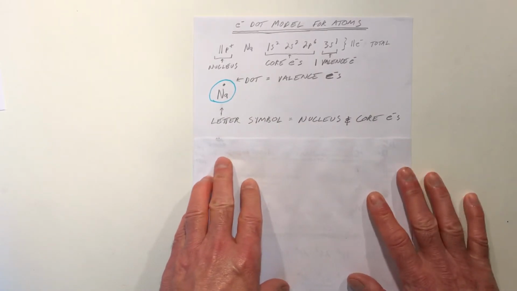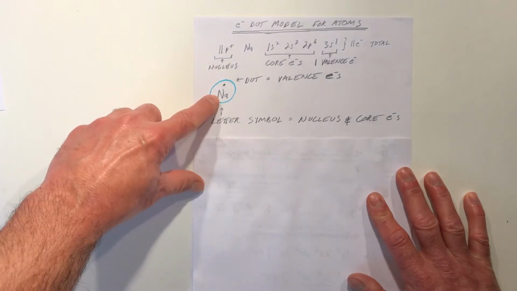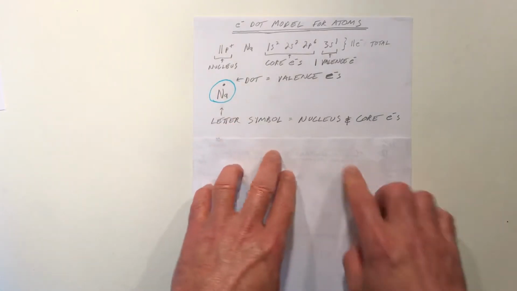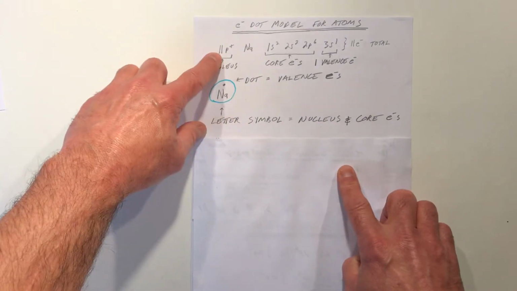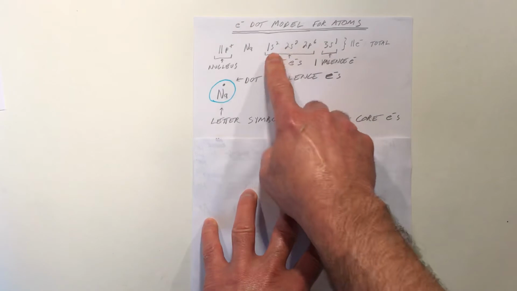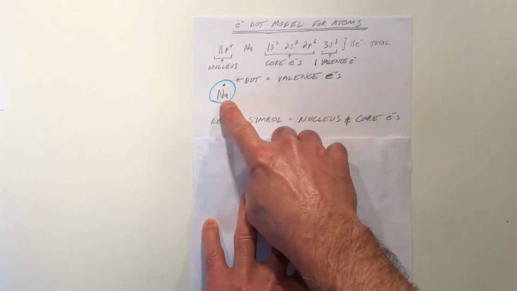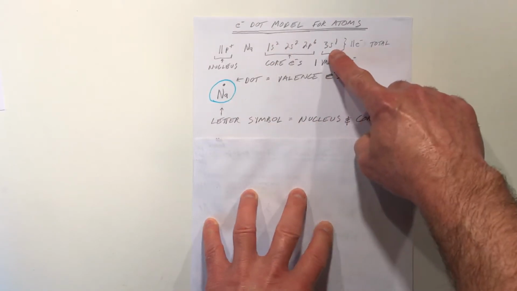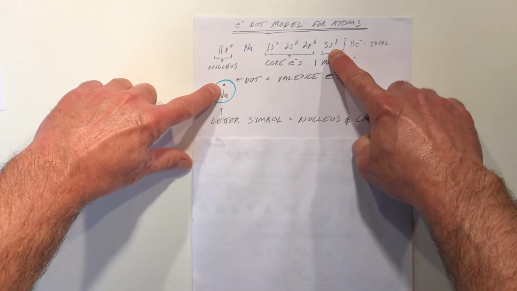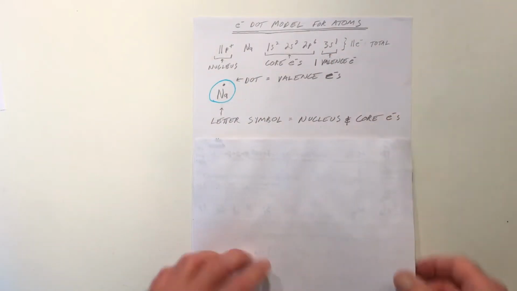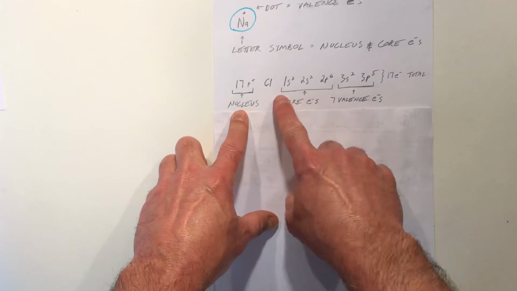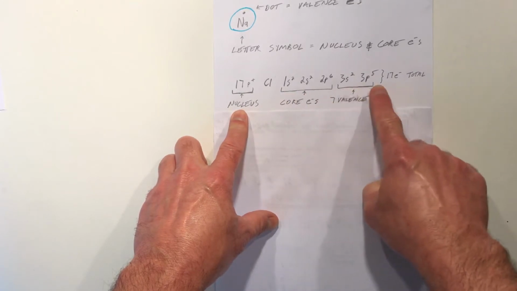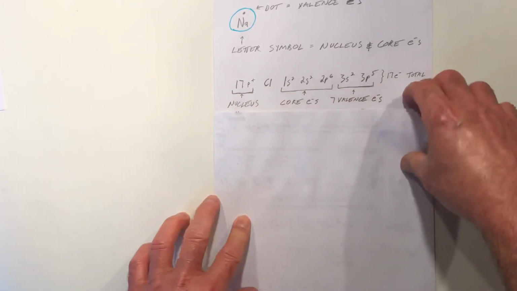This is called an electron dot model. Na, the letter symbol for sodium, represents the nucleus and all the core electrons. So the 11 protons, any neutrons that are also in the nucleus, and these electrons are represented by the symbol Na. And then this one valence electron is represented by the dot. So that's an example with sodium. Here's an example with chlorine. Here's the quantum mechanics model of chlorine. 17 protons in the nucleus, core electrons, 7 valence electrons for 17 electrons total.